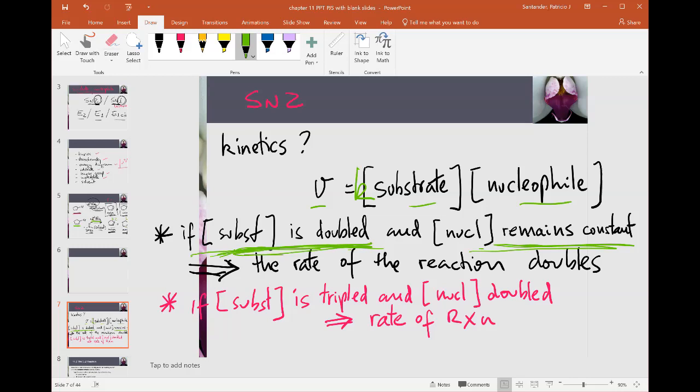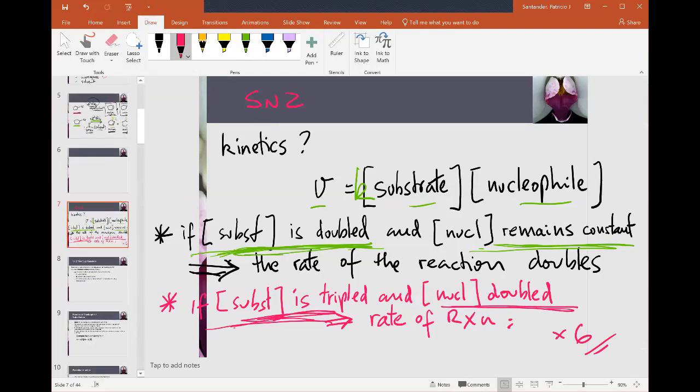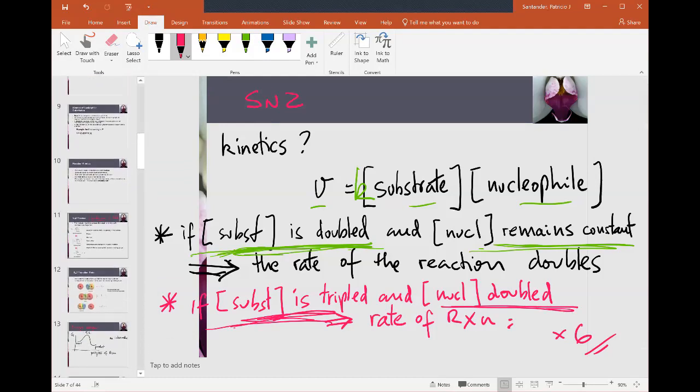And now, how about if I triple the concentration of the substrate and I double the concentration of the nucleophile? What will be your guess? What is going to happen with the overall rate of the reaction? Well, you guess right. The overall rate of the reaction will be times 6, right? Because you are doubling one and tripling the other. So that's the way it works for the kinetics. So then from here, I will jump to slide 11.